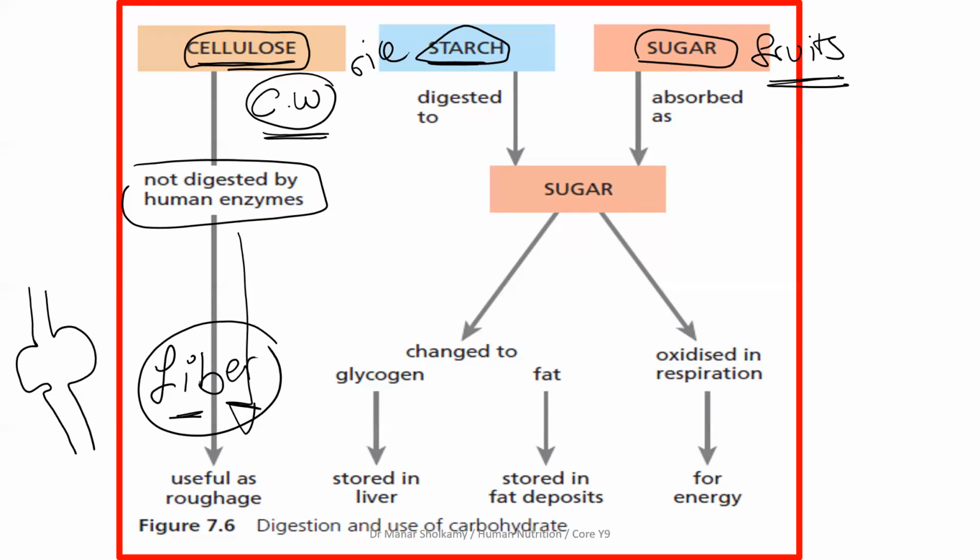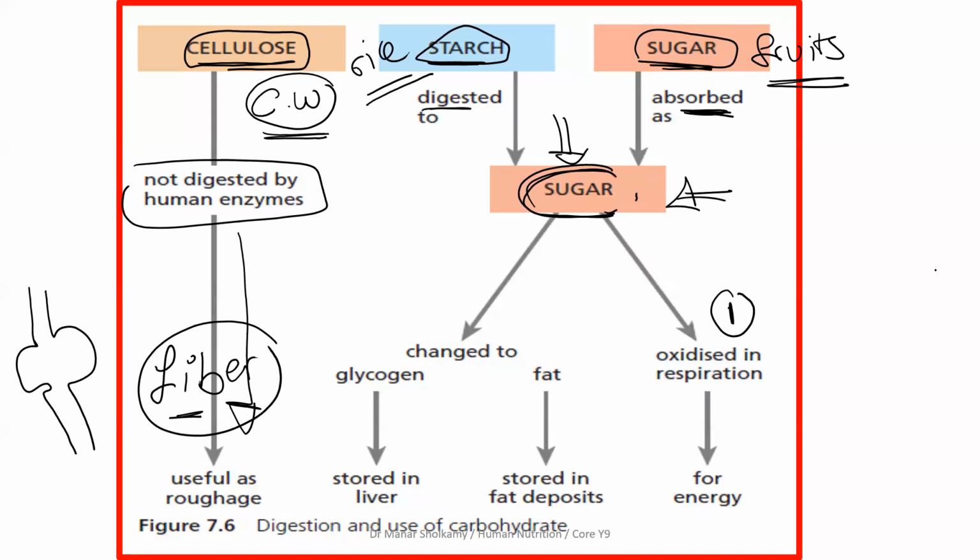Both of them will be digested and will turn to sugar in the body. If you eat rice and potatoes, it will be digested and it will become sugar. If you eat fruits, it will be absorbed. Very little digestion will take place, and in the end, it will be sugar also. What is the main function of the sugar in the body? Energy. Yes, I will use it in respiration to give me energy.